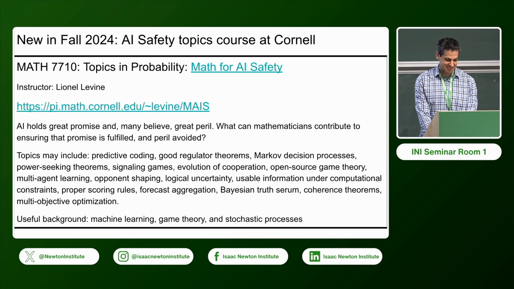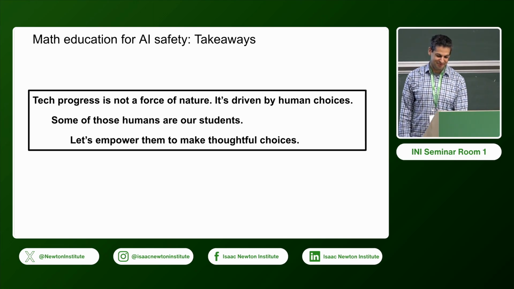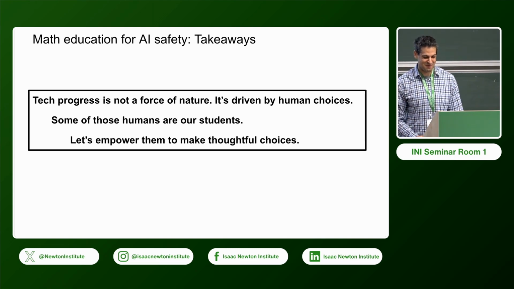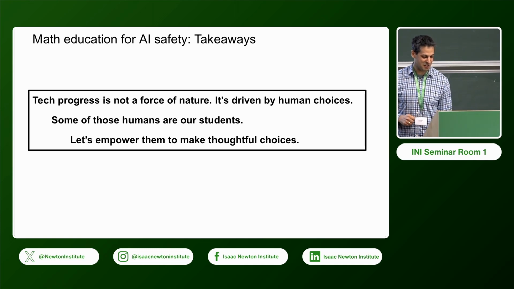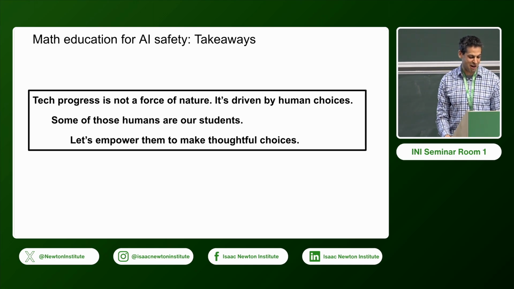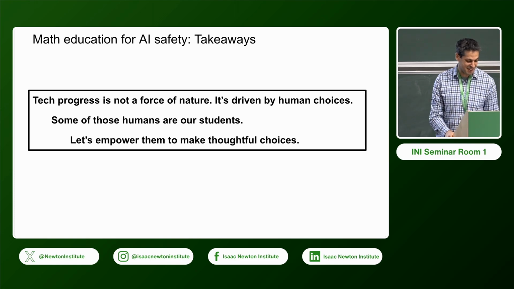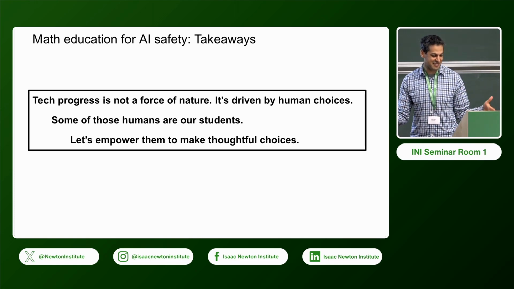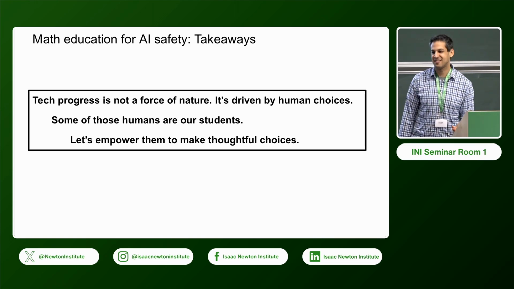And we should also think about how to help our students both succeed in a world that's going to be pervaded by AI and also contribute to steering that AI in a good direction. So I'll just end by repeating this mantra: tech progress isn't a force of nature, it's actually driven by human choices. And some of those humans are our students. Some of those students will go on to design the next generation of AI systems, so let's empower them to make thoughtful choices. Thank you.